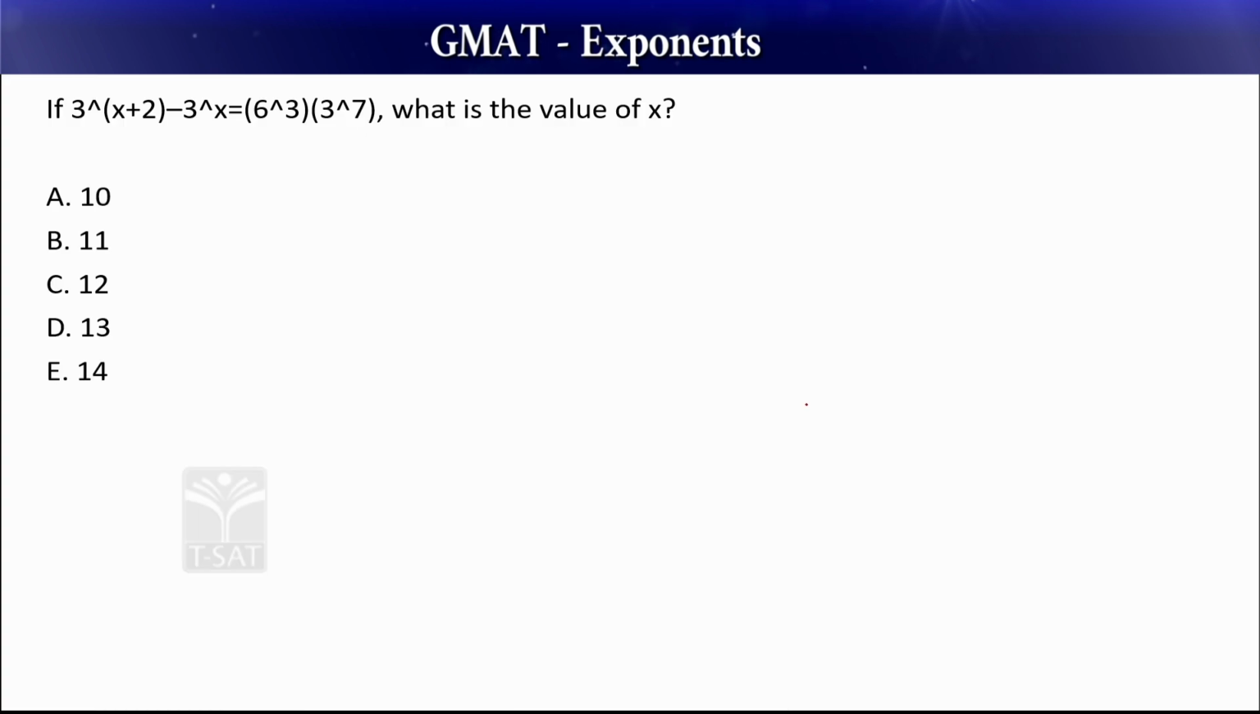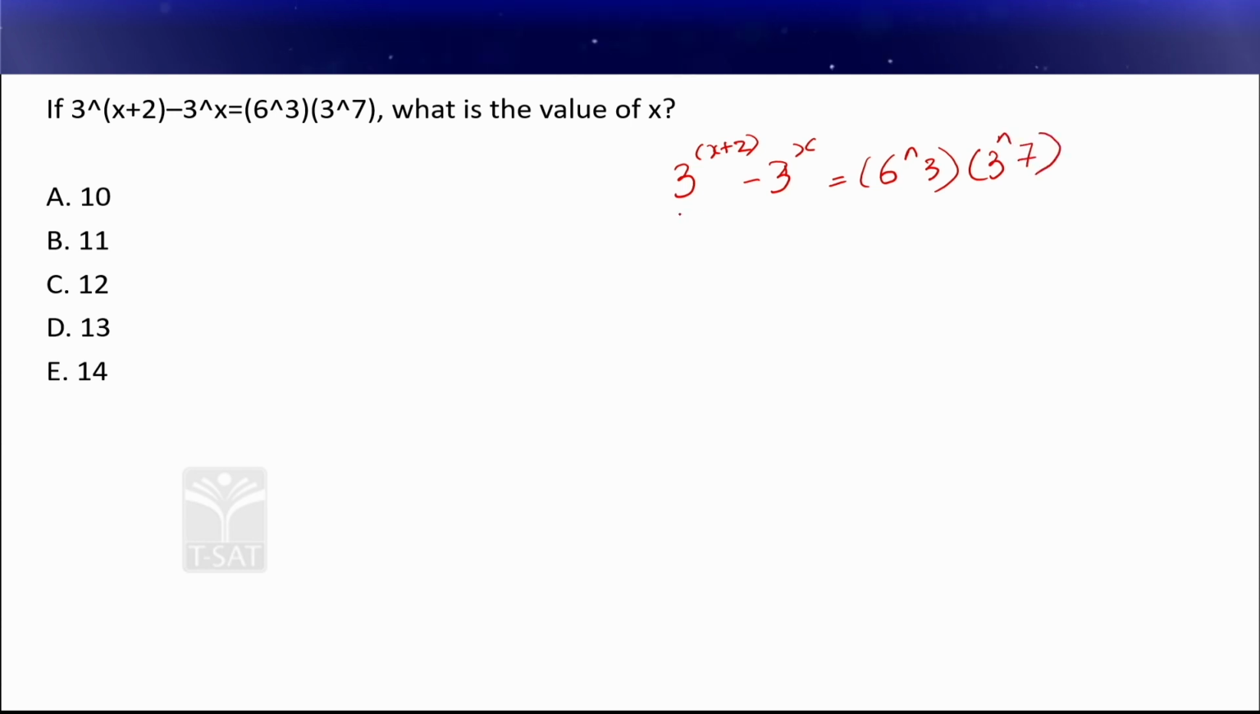3 to the power of x plus 2 minus 3 to the power of x is equal to 6 to the power of 3 into 3 to the power of 7. What is the value of x? So, 3 to the power of x plus 2 minus 3 to the power of x is equal to 6 to the power of 3 into 3 to the power of 7. So let's express what is 3 to the power of x plus 2?